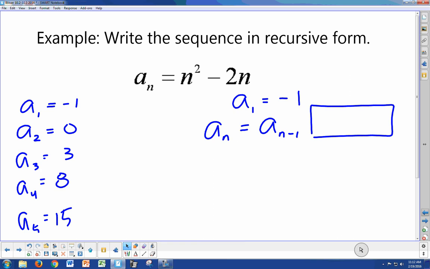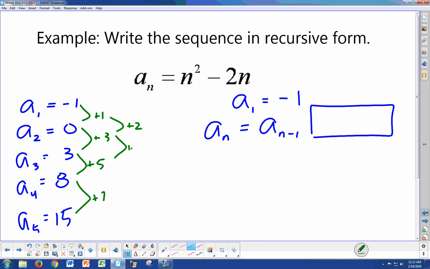So if we're doing that, oftentimes it's important for us to see what happened from term to term. So we added 1 here, we added 3 here, we added 5, and then we added 7, which we immediately recognize as a sequence that is linear or arithmetic. So this is plus 2 and this is plus 2. And because it's arithmetic, you say, oh gosh, this should be pretty easy to write.